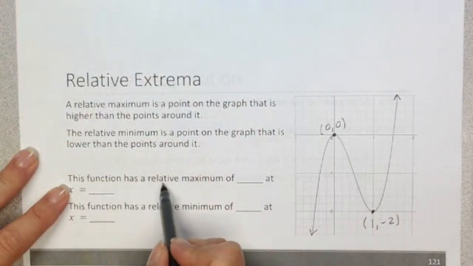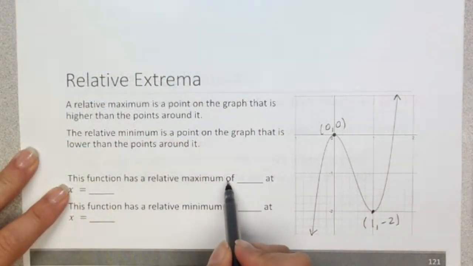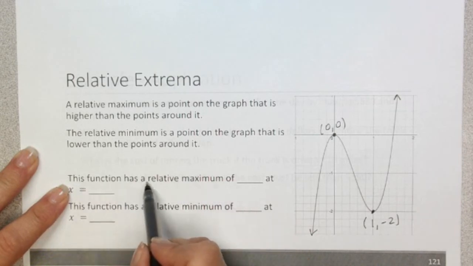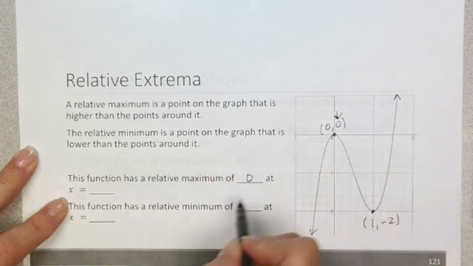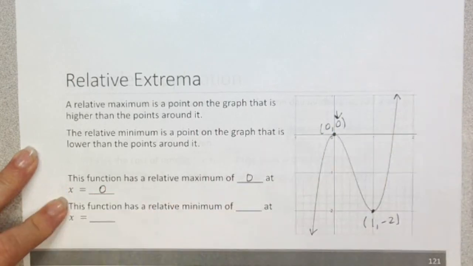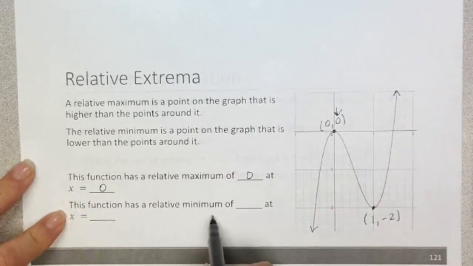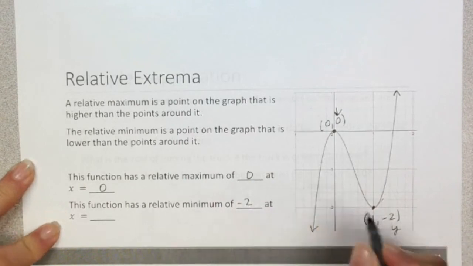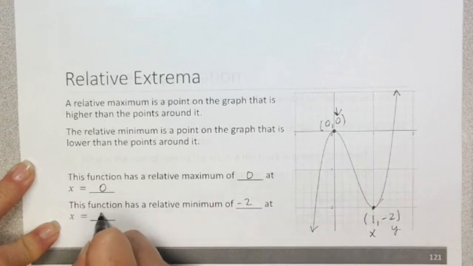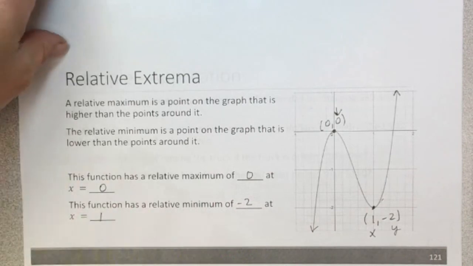We could say this function has a relative maximum of, and what we're interested in here is the y value, because the y is the output of the function, right? That's the dependent variable. So this function has a relative maximum of, where's the y? 0, and it occurs at x equals 0. It has a relative minimum of, down here, -2, because that's my y, and that occurs at x equals 1.